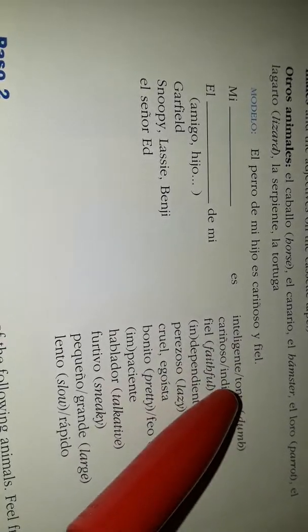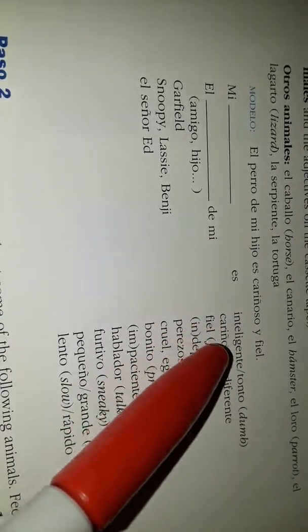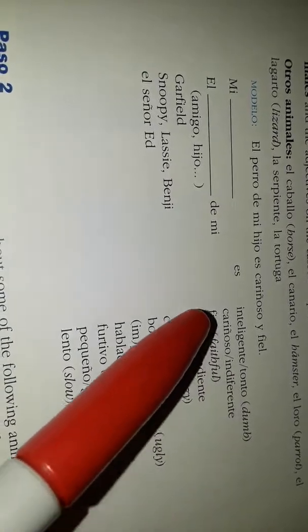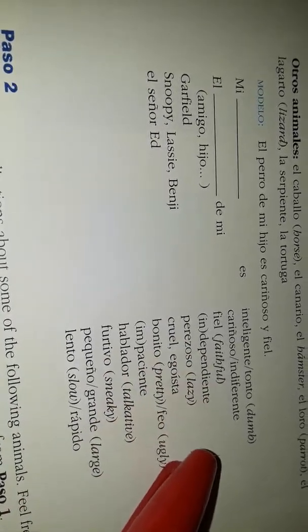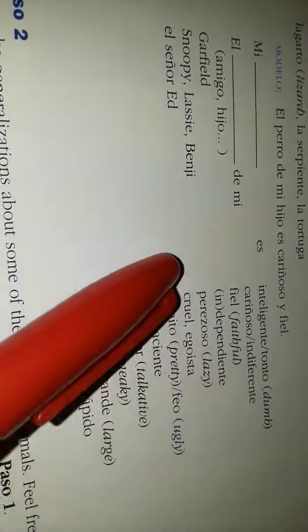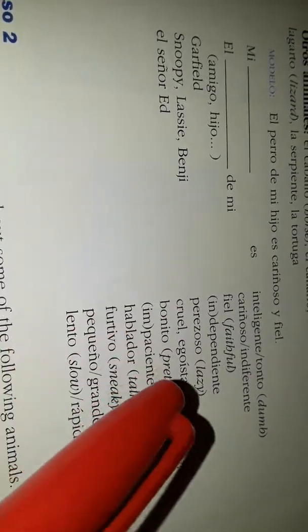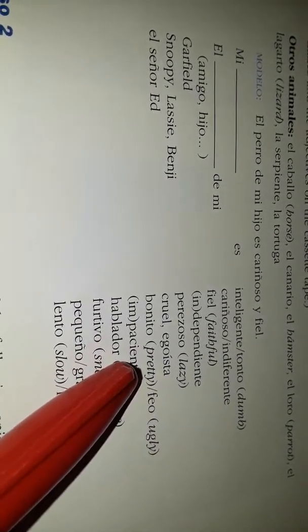Inteligente is smart, tonto is dumb. Cariñoso is kind and indiferente. Fiel means faithful. Dependiente means dependent, you know. Perezoso is lazy. Cruel, it's just like it is in English. Cruel is cruel. Egoísta is like, oh, dang, what's the word? When you're greedy about something. Bonito, pretty. Feo, ugly. Impaciente is impatient and paciente is patient. I should say up here, dependiente is dependent and independiente is independent.